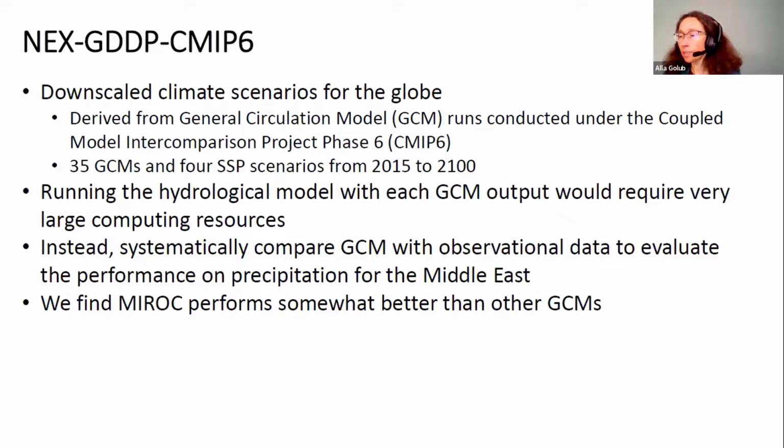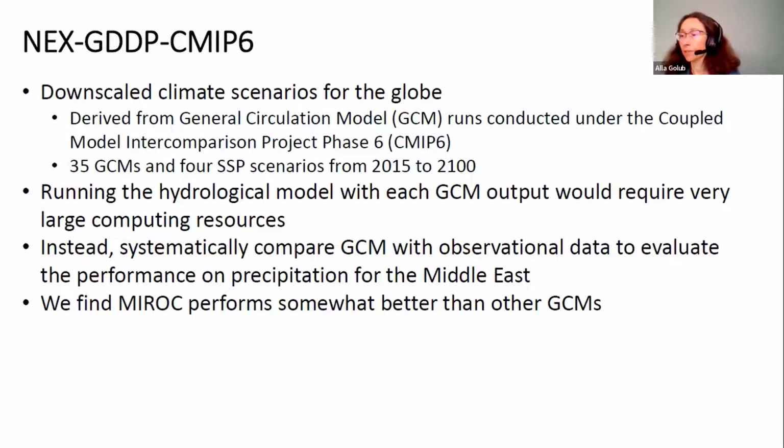So next, the NEX-GDDP-CMIP6 dataset. It contains global downscaled climate scenarios derived from GCMs, and the dataset compiles climate projections from 35 CMIP6 GCM models for 4 SSP scenarios for the period from 2015 to 2100. Ideally, we would like to run the hydrological model with each GCM output. However, this would require very large computing resources.